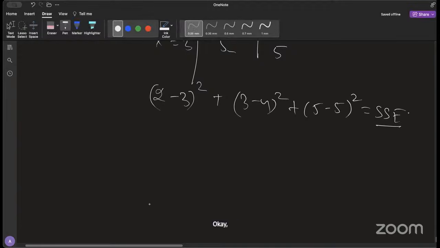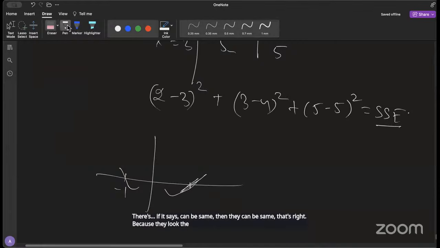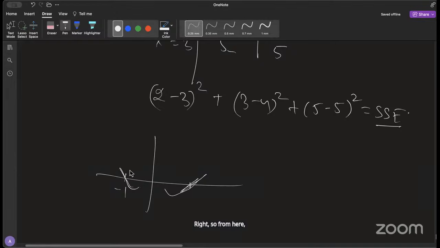Okay, so your graph is something like this. At -1, both the graphs look the same at -1 and 1. And this one says it must be, right? So if it says can be the same, then they can be the same. That's right, because they look the same here. From what I see, it looks like the multiplicity of both of the roots -1 and 1 is 1. But you cannot simply say it by looking at it, right?